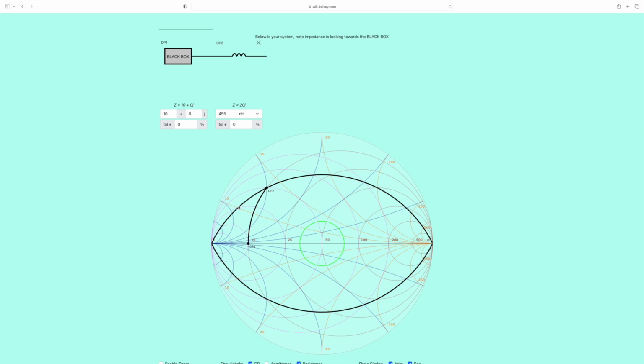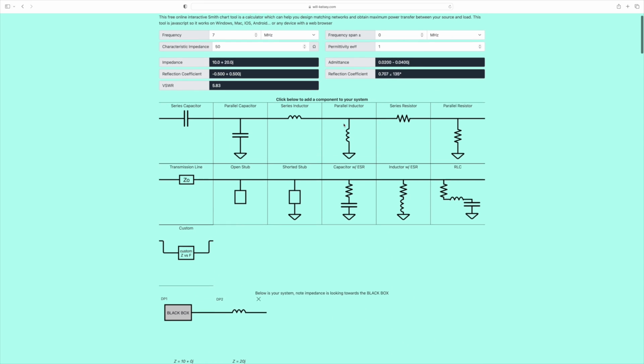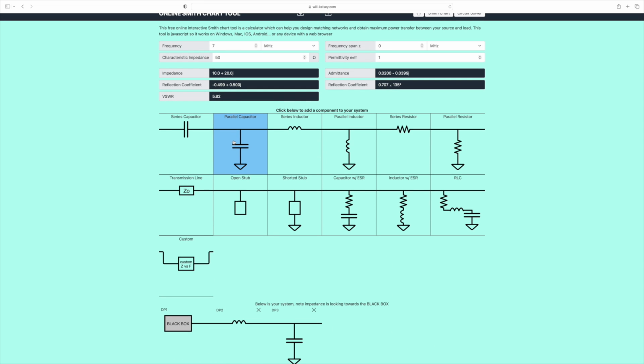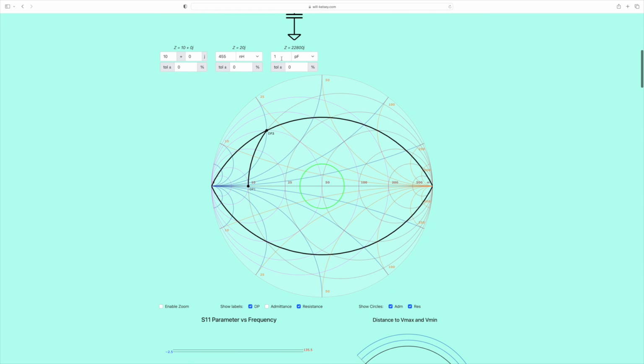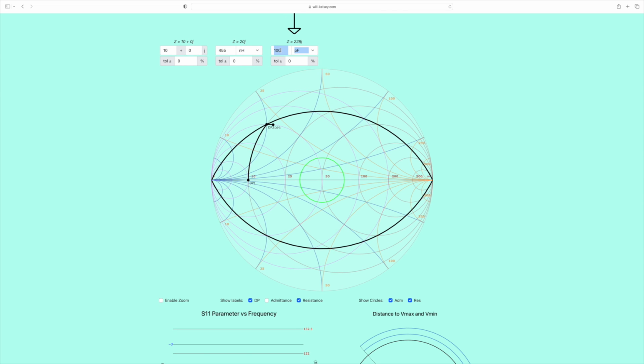Particularly if you already decided you wanted this Q of 2, then you could put that there and that can be your reference. And then we think, okay, well, I need a shunt capacitor now. What's it going to be? I don't know. 10 picofarads? No, that's not going to do it. 100 picofarads? Oh, yeah, we need a lot more than that. 500 picofarads. Oh, on the right lines. 1,000 picofarads. Oh, we've gone too far.